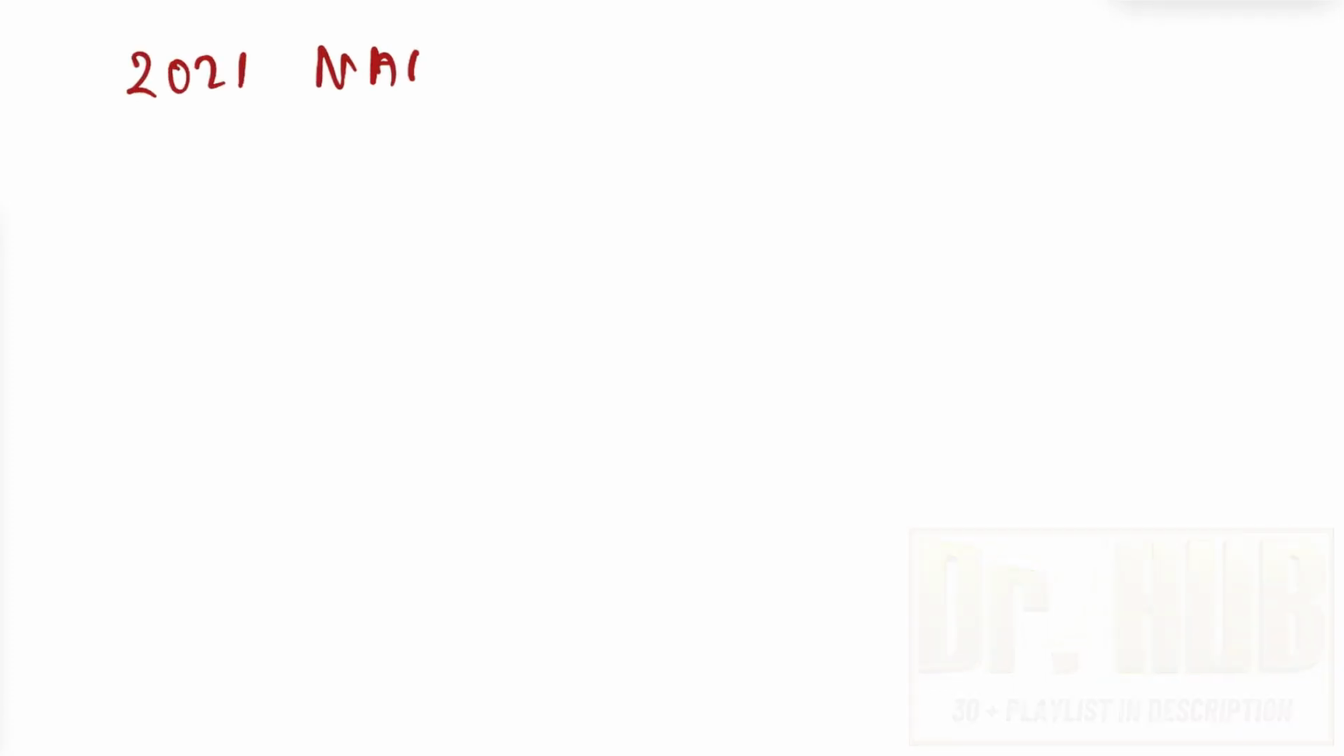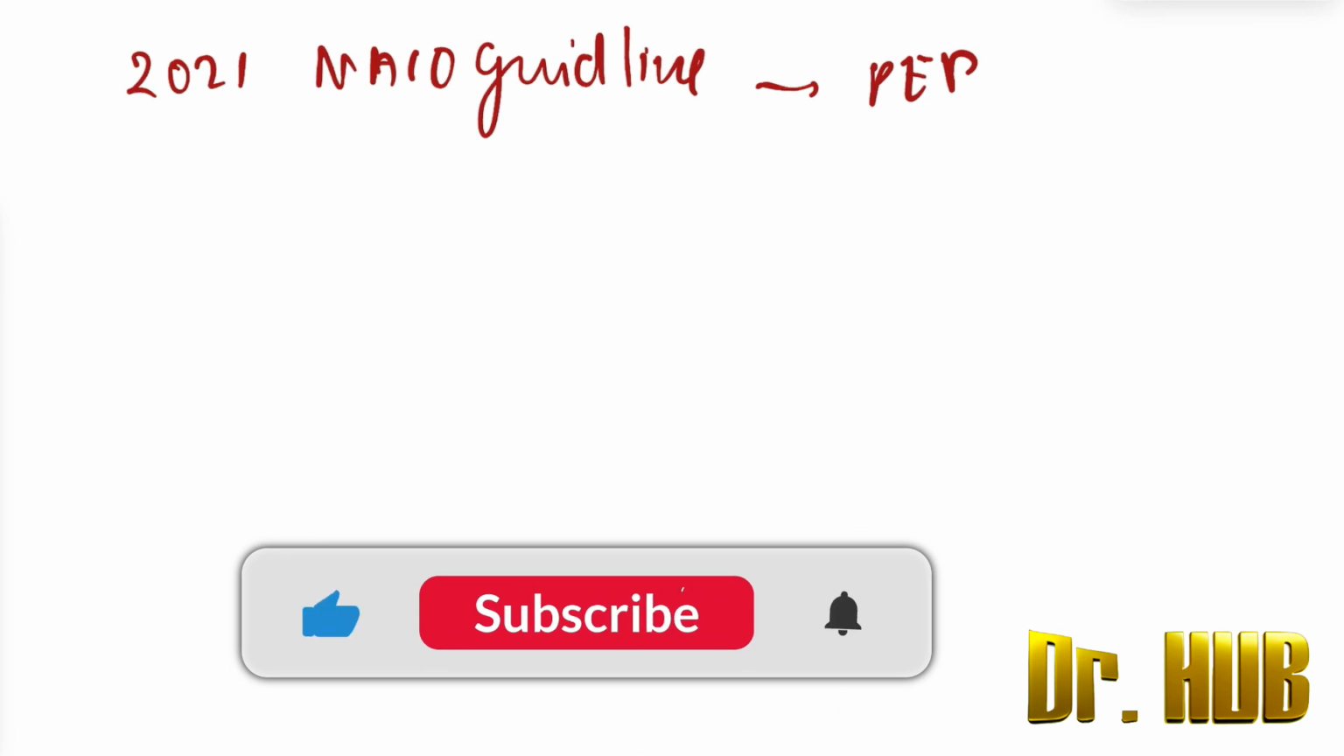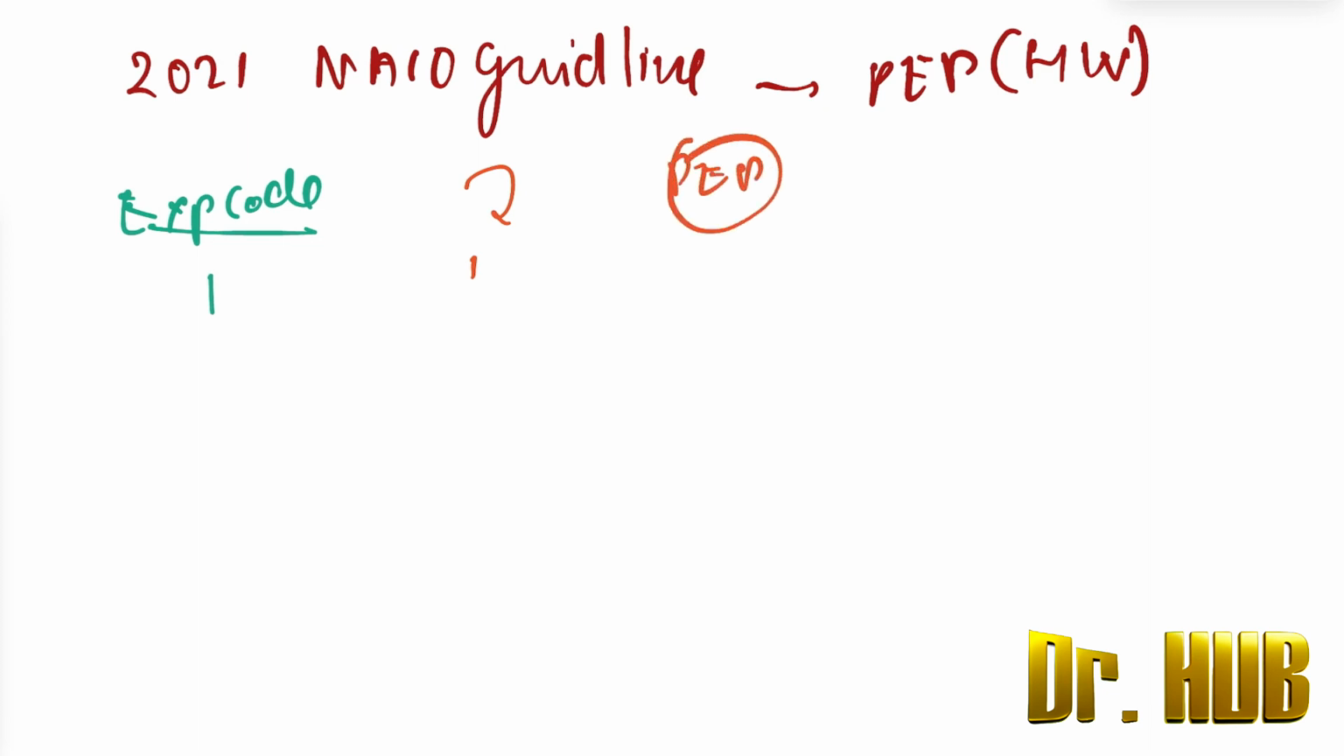Today we'll look at the 2021 NACO guidelines on PEP, post-exposure prophylaxis, for HIV. First we look at the exposure code. The exposure code is 1. In case of exposure code 1, the HIV source code is also 1. Is there a PEP recommendation? PEP is not required.